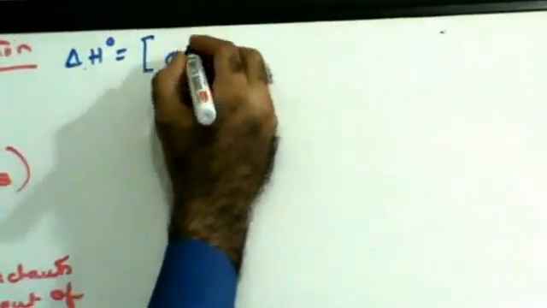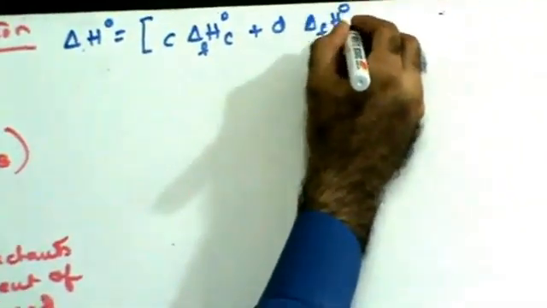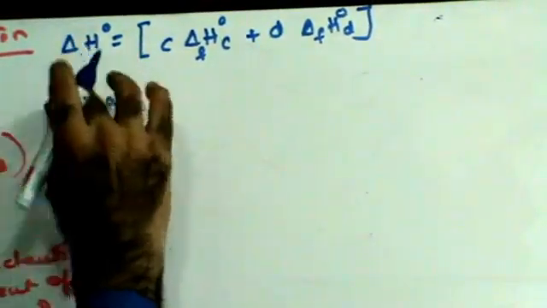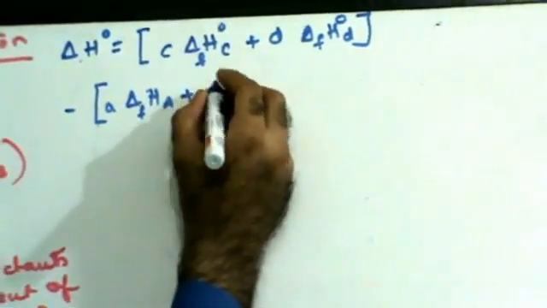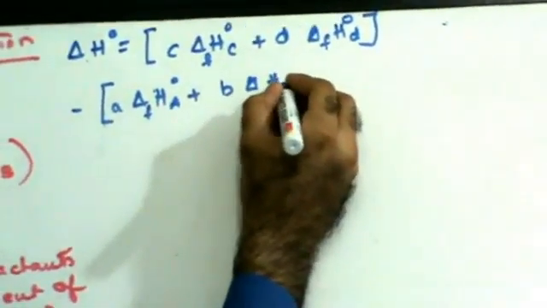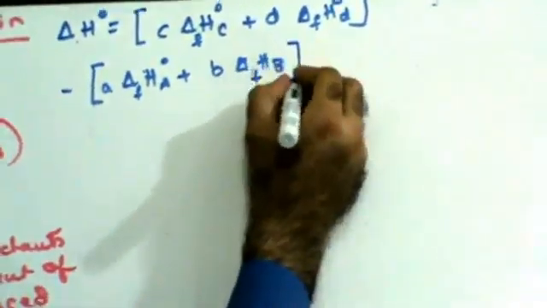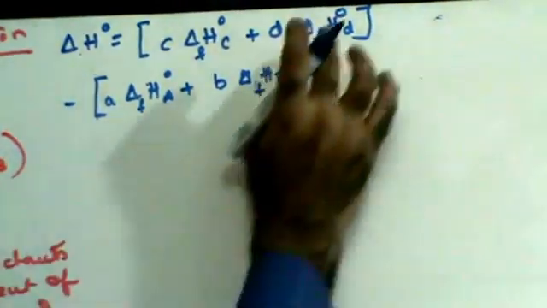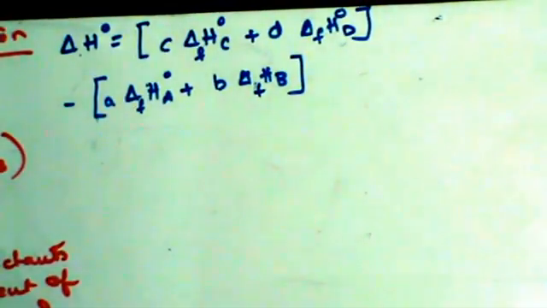So I can therefore say that heat of formation in its standard form, or heat of reaction in its standard form, where I'm going to be making 1 mole of the product, is nothing but c times the enthalpy change of element C plus d times the enthalpy change of element D, minus a times the enthalpy change of element A plus b times the enthalpy change of element B. So that is going to be your heat of formation in general form.